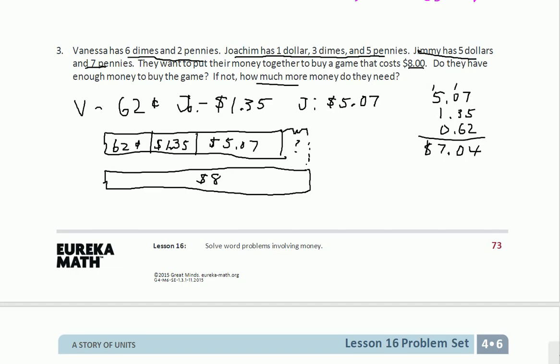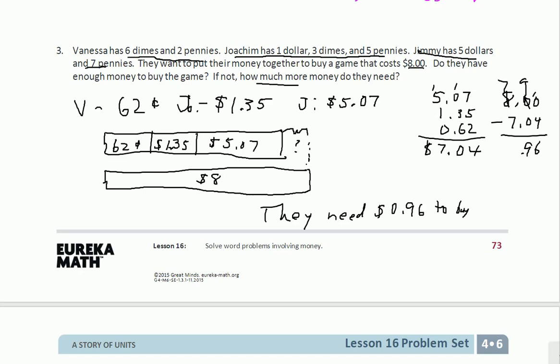Okay, so now all I have to do is take that $8, I'm going to put 0, 0 because $8, and then I have to subtract $7.04. Well, I can't, I got to make that 10, so I got to borrow all the way from the 7. That makes that 10, 9, so that's 6, I got 96 cents. Okay, so they need $0.96, and this is another way of writing 96 cents to buy the game.